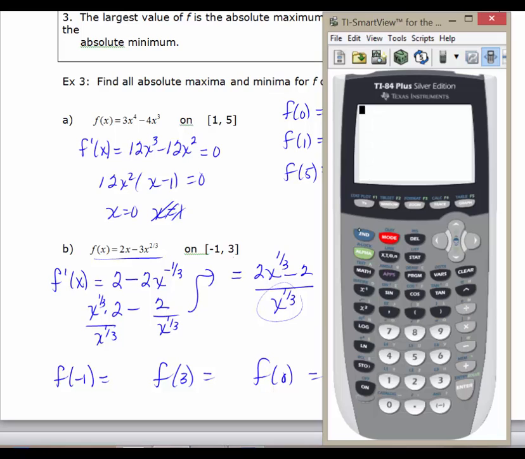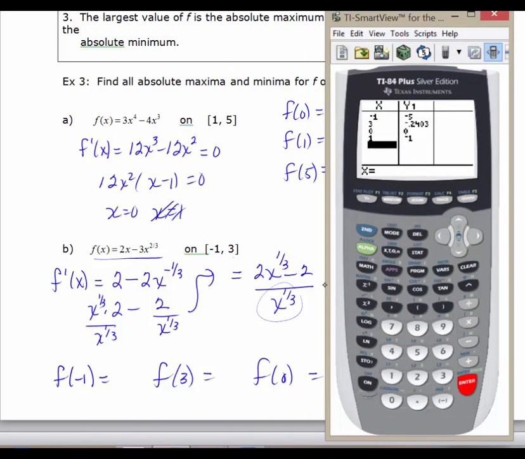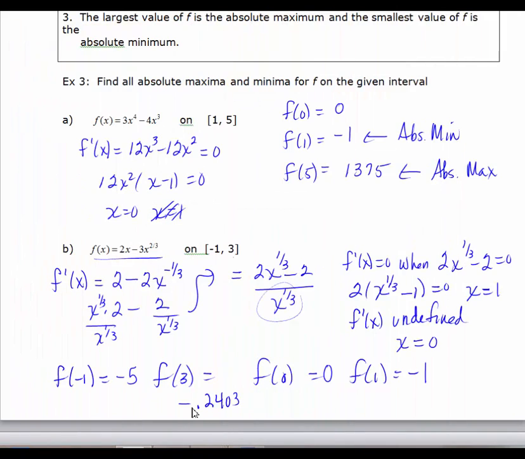Again, we can use a table or we can use the vars key. Let's go back into the table and we'll clear out what we used from the last problem. We'll hit -1, 3, 0, and 1. That's our last value to test. So looking at this function, we can see in this table that -5 is the absolute min and 0 is actually the absolute max.